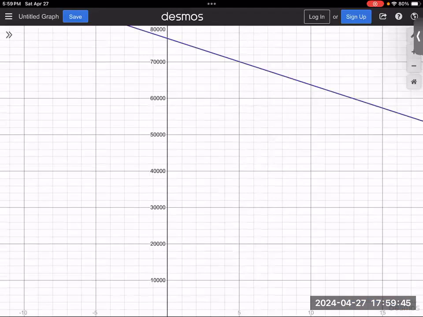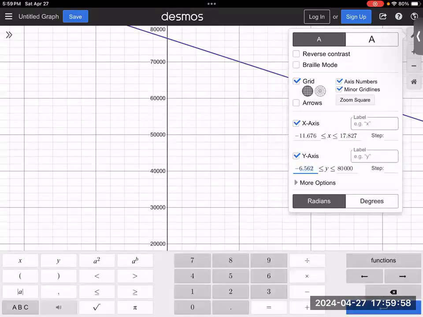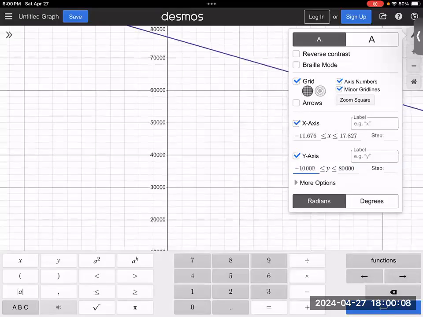Now, do you consider this a good window? No, it is not so good. We don't see our x-intercept. We don't see too many of your x values. Because there's such a huge gap between this -6 and 80,000, we might want to consider changing this to maybe -10,000 so that we can get a little better gauge on what we're doing in space.